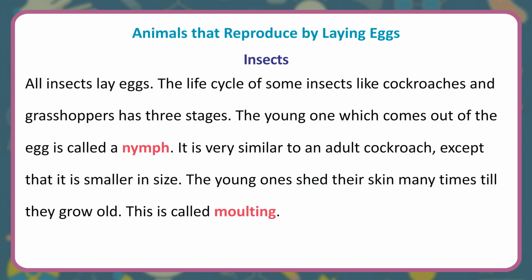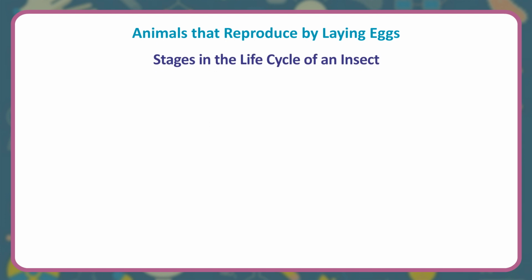Insects. All insects lay eggs. The life cycle of some insects like cockroaches and grasshoppers has 3 stages. The young one which comes out of the egg is called a nymph. It is very similar to an adult cockroach, except that it is smaller in size. The young ones shed their skin many times till they grow old. This is called molting.